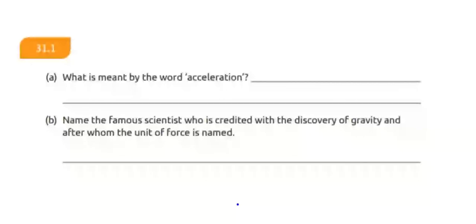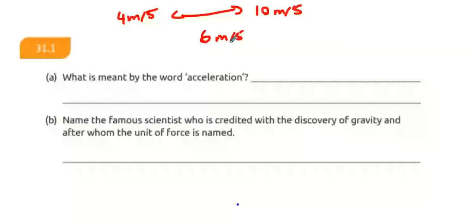So as an example, imagine 1 second I'm moving 4 meters per second, and a second later I'm moving 10 meters per second. The change in velocity would be 6 meters per second. But because that happened within a second, it's called 6 m/s squared, okay?